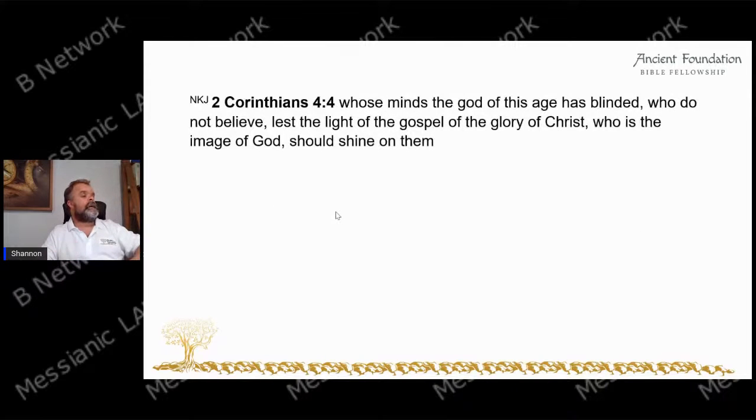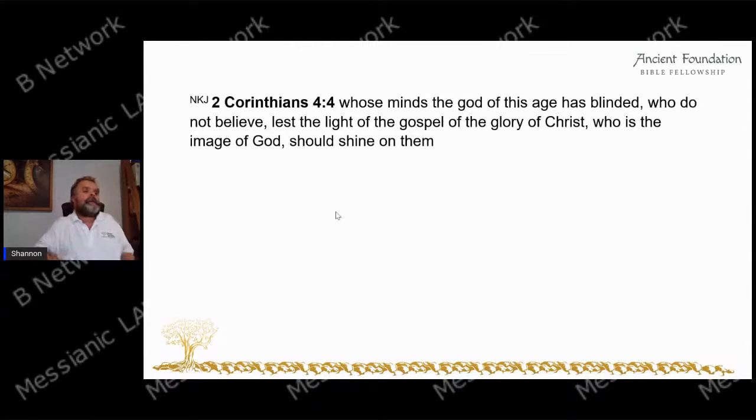Again, another witness to this is in 2 Corinthians 4:4, whose minds the God of this age has blinded. So here we see that Satan blinds. The God of this age is a way that describes Satan or the devil. He's the God of this age who has blinded those who do not believe, lest the light of the gospel of the glory of Mashiach, who is in the image of God, should shine upon them.